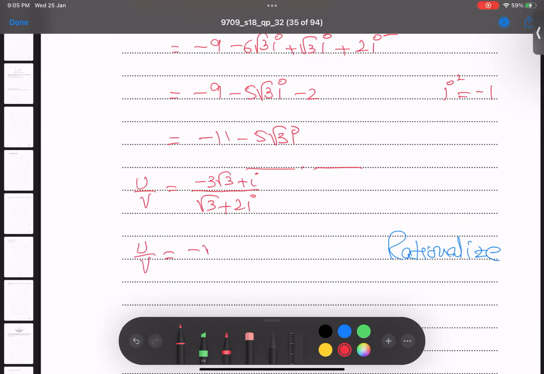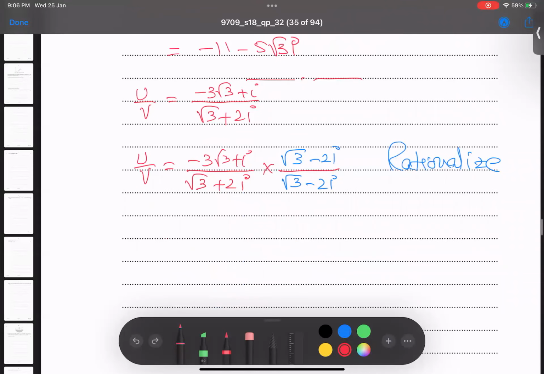So I repeat again what I am saying. Have a look. Multiply up and down with the conjugate of the denominator only, not the numerator, make sure. So root 3 minus 2 iota, root 3 minus 2 iota. With iota, the sign changes. And up and down multiply. And now I'm going to complete.